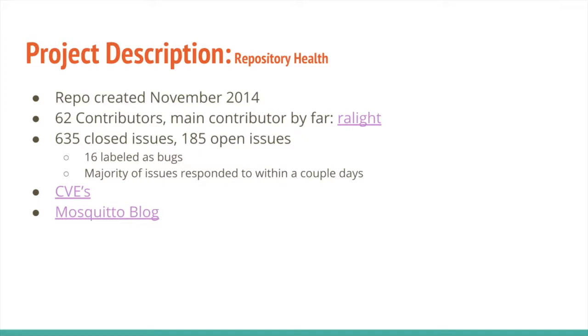Transparency in regard to security is great. There's documented CVEs, and Eclipse has a blog for Mosquitto that details release notes and security patches. When looking at the blog, one will notice that it's important to be sure you're using the latest version, which as of this recording is version 1.5.4, because it patches a security vulnerability.